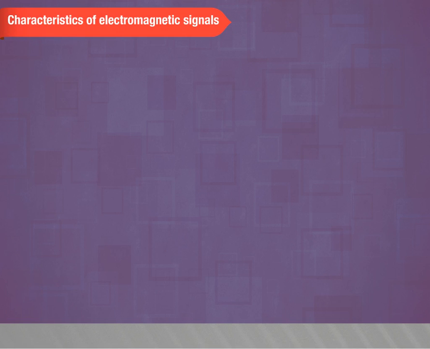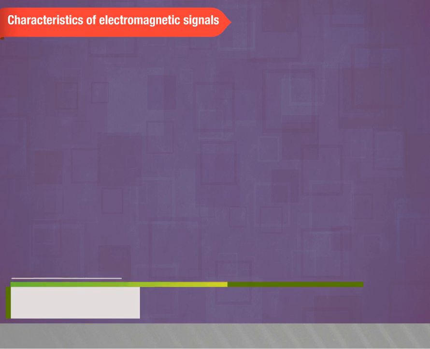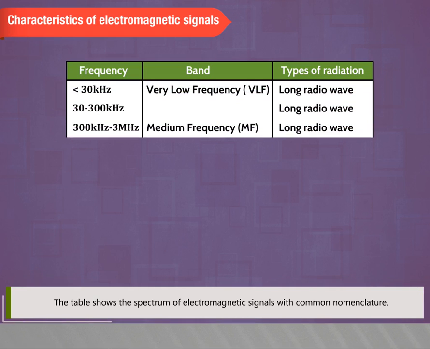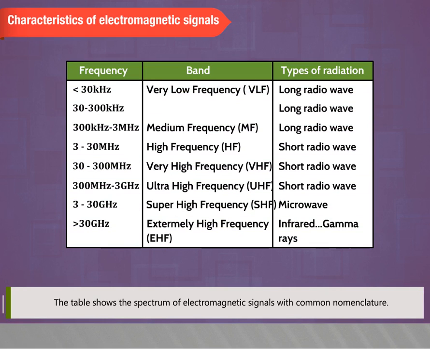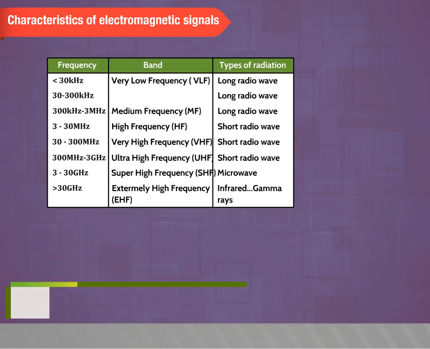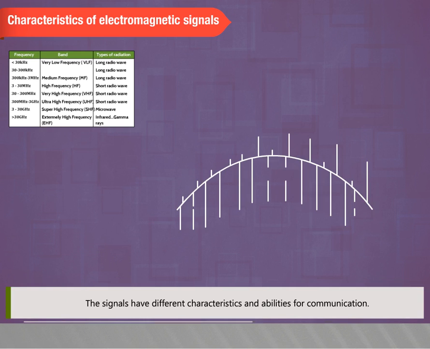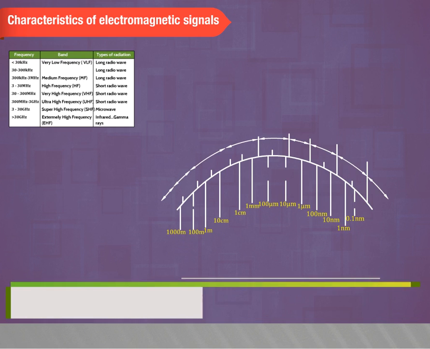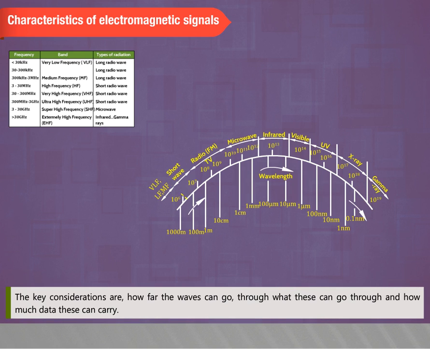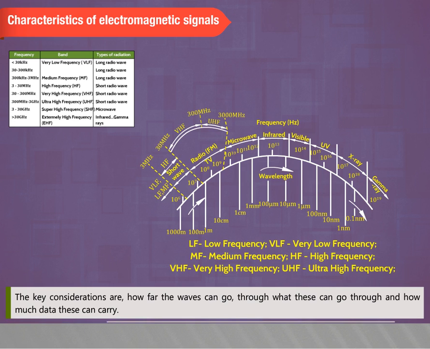Characteristics of electromagnetic signals. The table shows the spectrum of electromagnetic signals with common nomenclature. The signals have different characteristics and abilities for communication. The key considerations are how far the waves can go, through what these can go, and how much data these can carry.